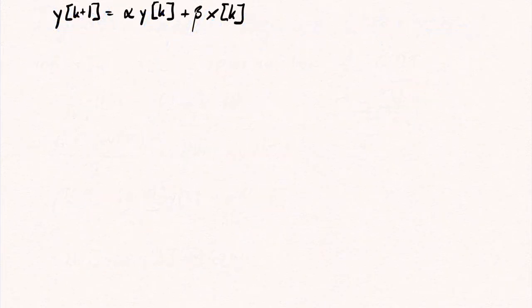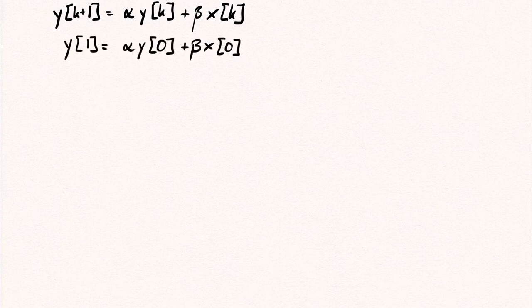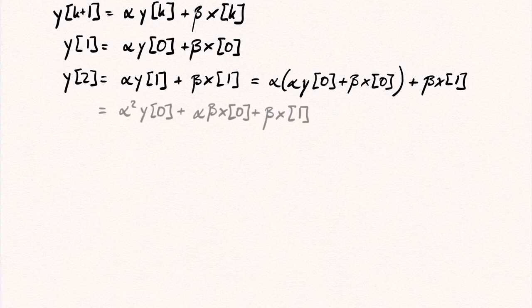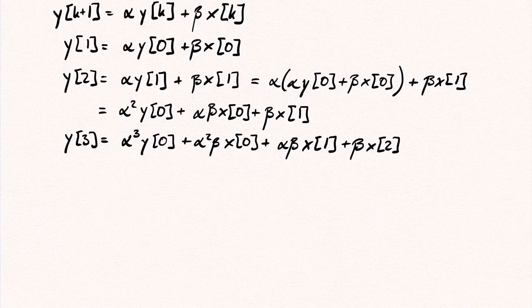To see why this filter is an infinite impulse response filter, let's evaluate the output y for some time instances k. We'll start with y of 1 equal to alpha y of 0 plus beta x of 0. Then y of 2 is equal to alpha y of 1 plus beta x of 1. But since we already have an expression for y of 1, this can be written as alpha squared times y of 0 plus alpha times beta x of 0 plus beta x of 1. Following the same steps, we can find the expression y of 3 is equal to alpha to the power of 3 y of 0 plus alpha squared beta x of 0 plus alpha times beta x of 1 plus beta x of 2.